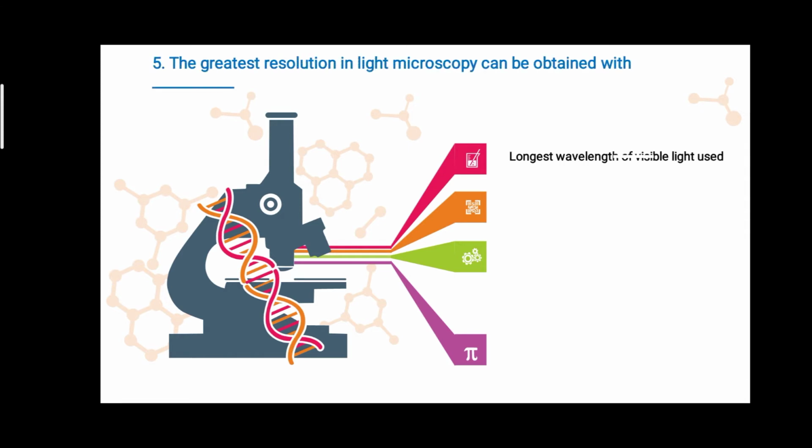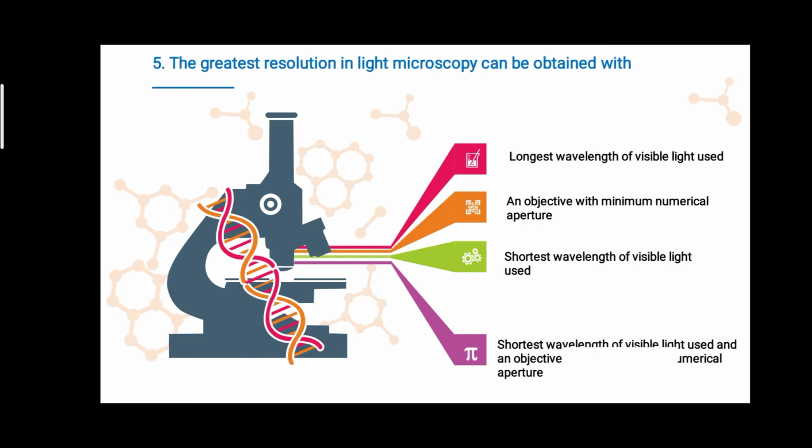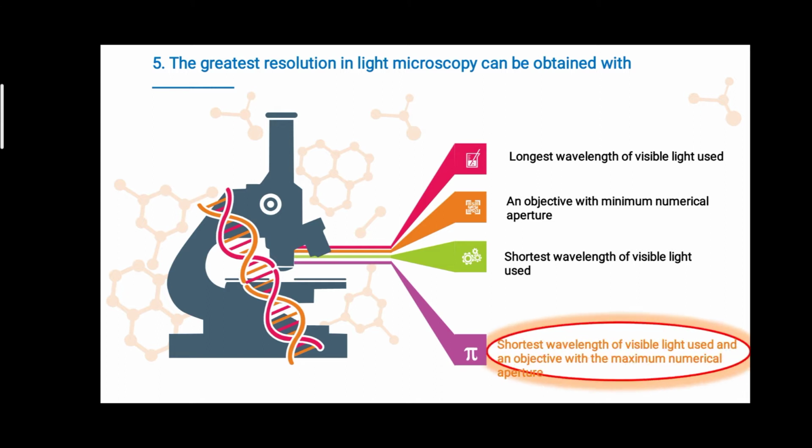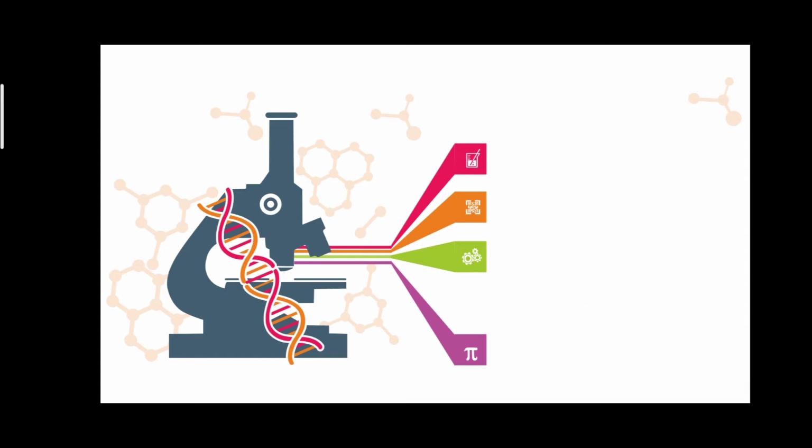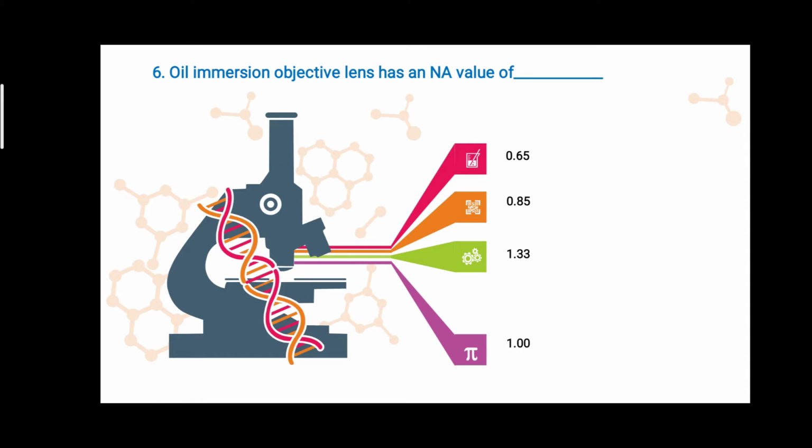The greatest resolution in light microscopy can be obtained with dash. Shortest wavelength of visible light used and an objective with the maximum numerical aperture. Oil immersion objective lens has a numerical aperture value of dash. 1.33.